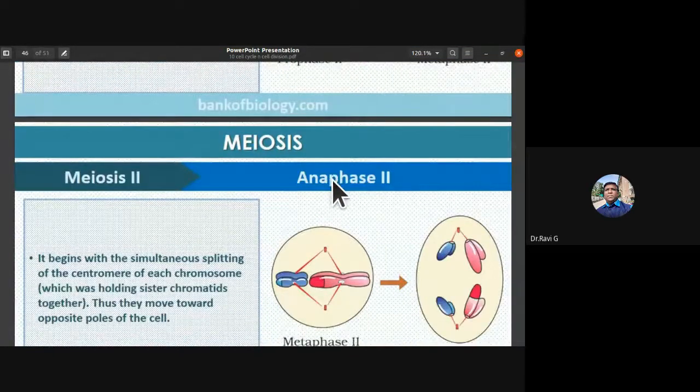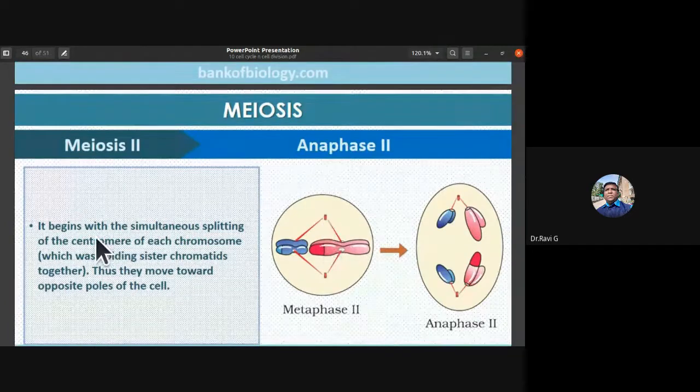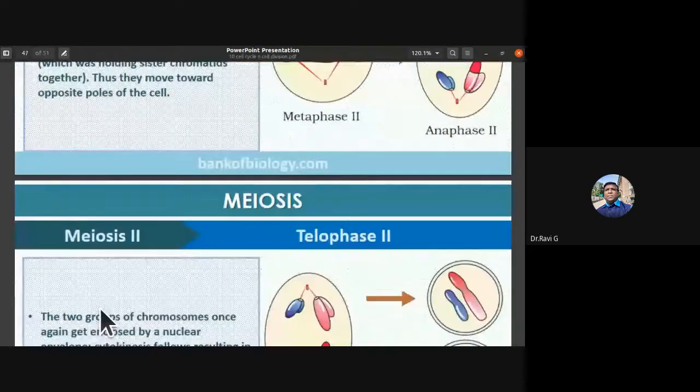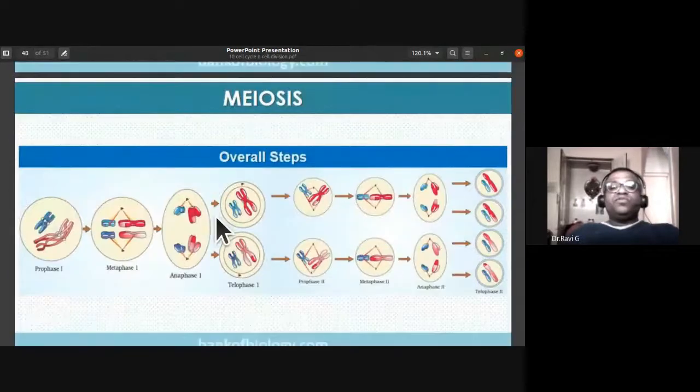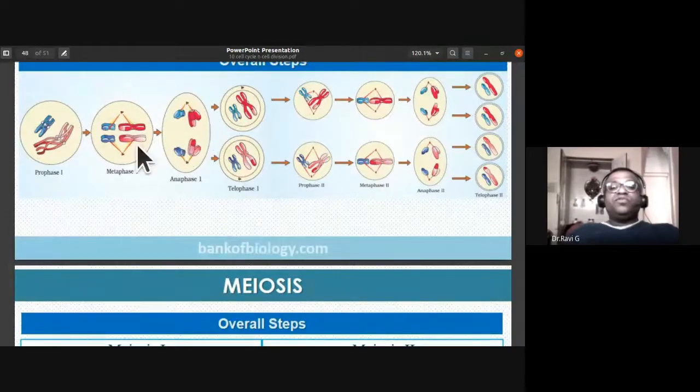In anaphase 2, there is simultaneous splitting of the centromere of each chromosome, which was holding the sister chromatids together. Thus they move towards the opposite poles of the cell as single chromatids. The two groups of chromosomes once again get enveloped by the nuclear envelope and nucleolus. Cytokinesis follows, resulting in the formation of a tetrad of cells, that is four haploid daughter cells. So this is the overall step.